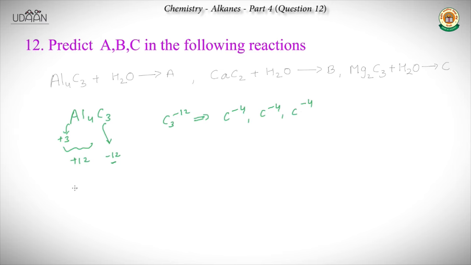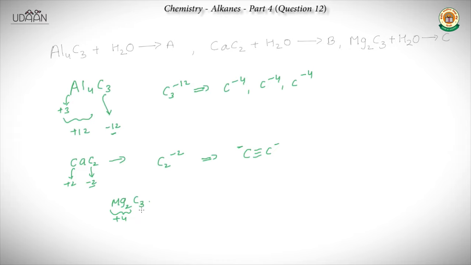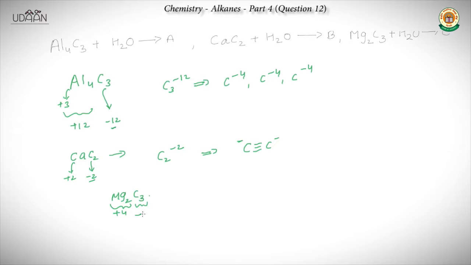Whereas if you take calcium carbide, that is CaC2, calcium is in +2 oxidation state. 2 carbon atoms are sharing a charge of -2. So C2 -2. The only structure possible is this one. Whereas if you take Mg2C3, magnesium is in +2 oxidation state. So these 2 magnesiums will be in +4 and 3 carbons will share a charge of -4. Now if you draw the possible structures for it, you will get one structure like this and another structure like this.